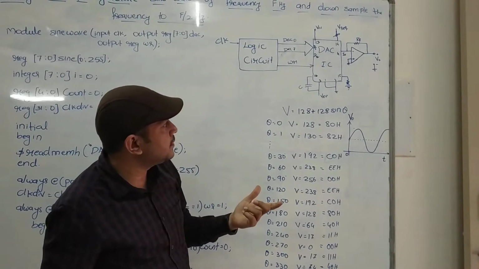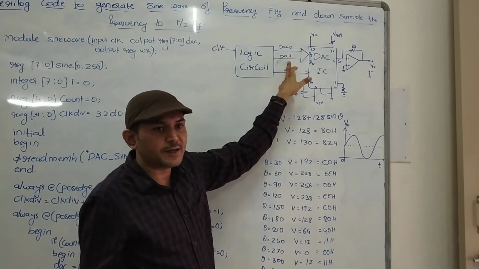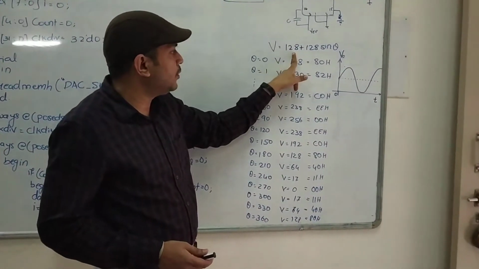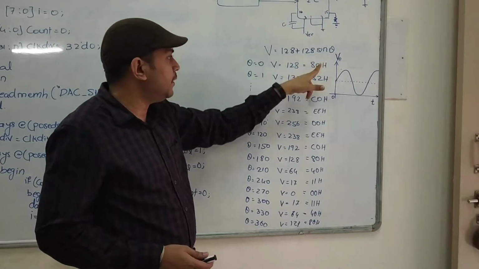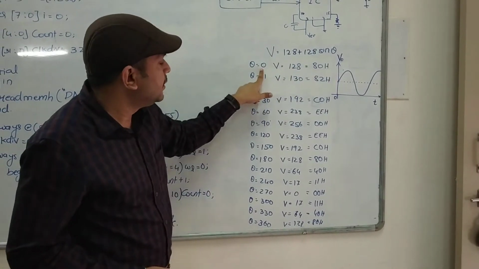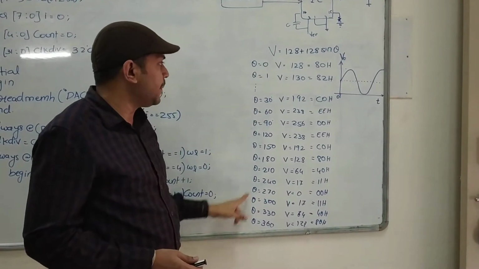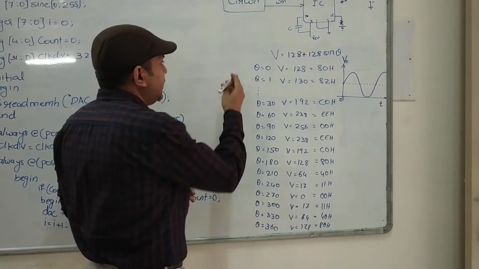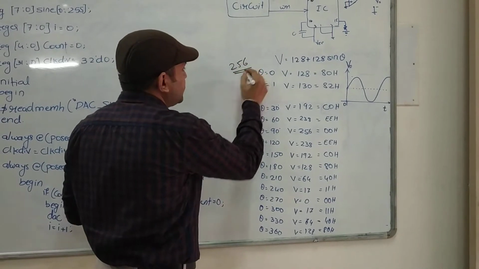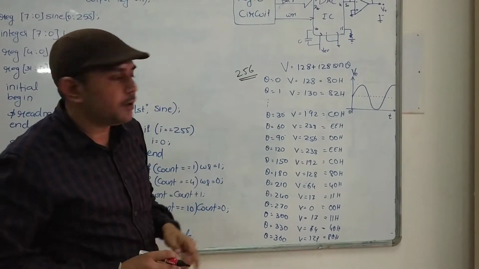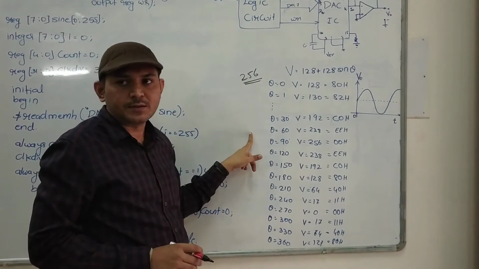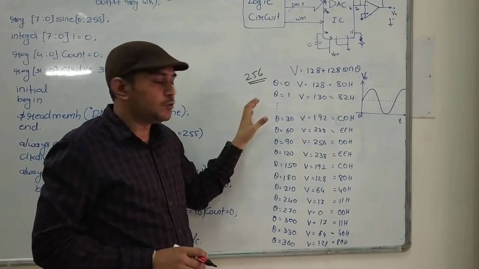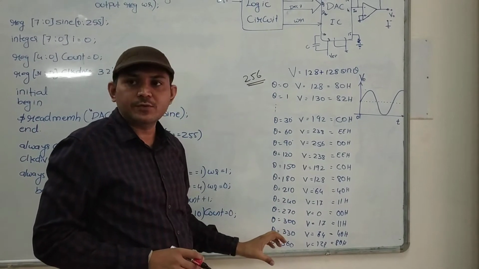So how do we generate these digital values to generate the sine wave? Here is the formula. V, the output voltage, is equal to 128 plus 128 into sine theta. For every change in the theta value, I have written it for certain values only. You can generate it for every 1 degree. For our purpose in the lab, I am generating about 256 values, with theta varying from 0 to 255. So in total 256 values I am generating.